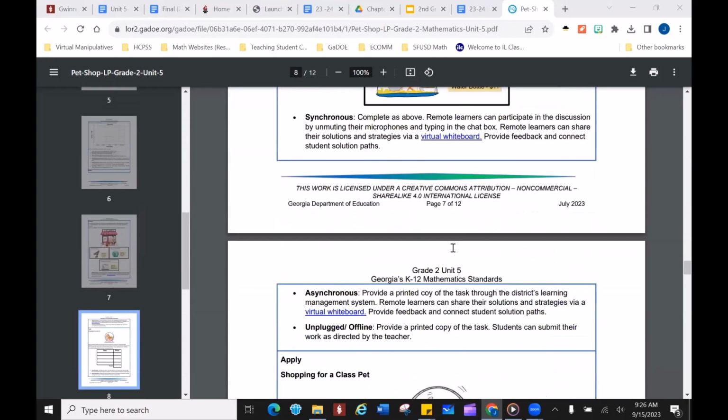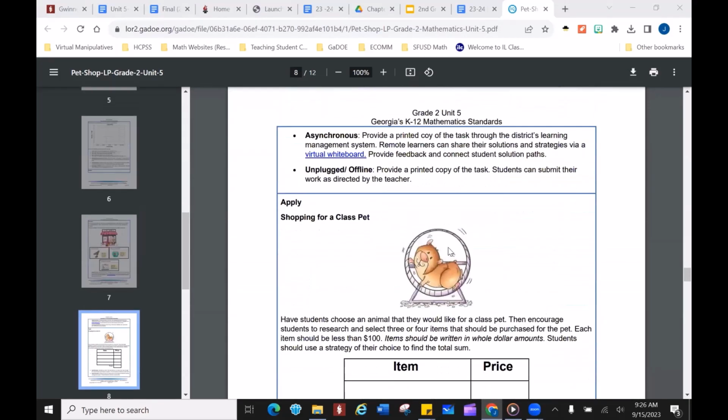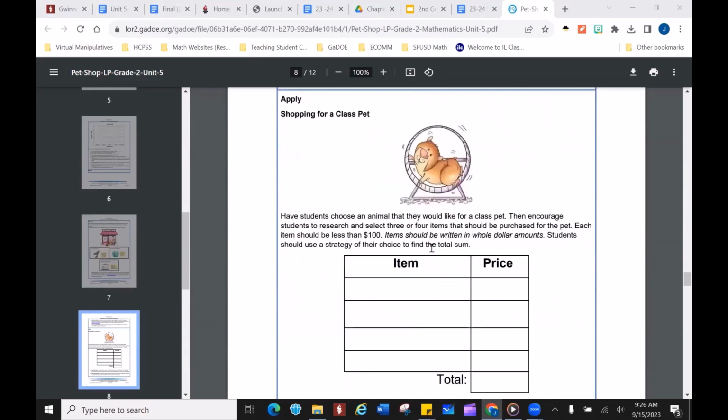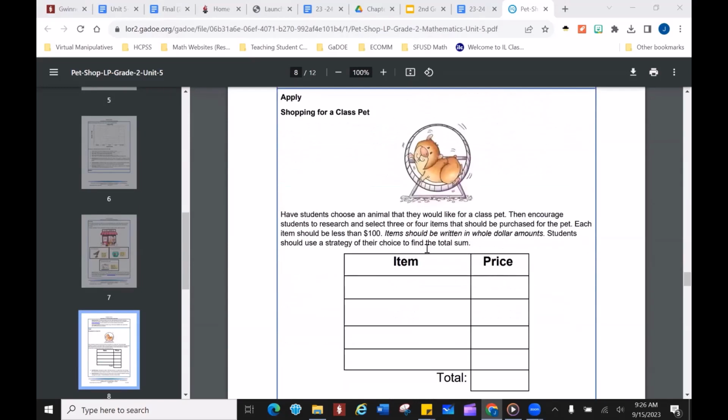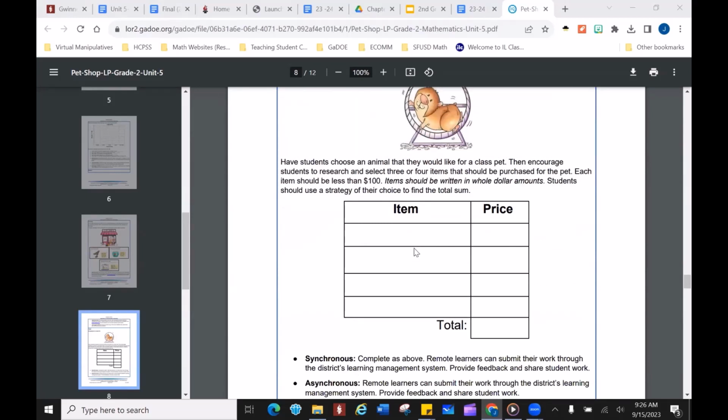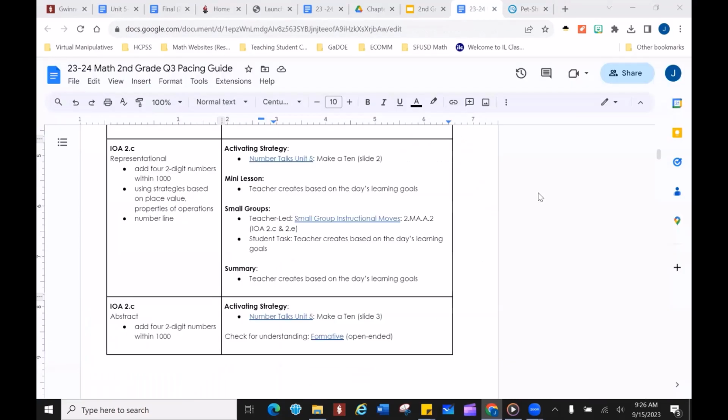And then finally, on the second day, which is apply and reflect, the students will have the opportunity to practice adding and subtracting fluently within 100 using strategies based on place value, properties of operations, and/or the relationship between addition and subtraction. After students have solved addition and subtraction problems using information from a graphical display, we will focus on IOA 2C for a suggested 2 days. The focus here will be adding 4 2-digit numbers.